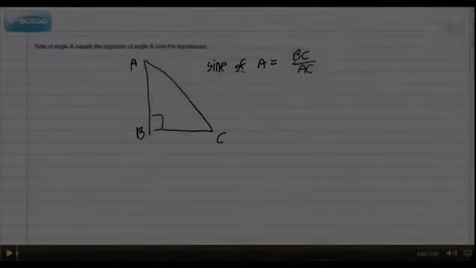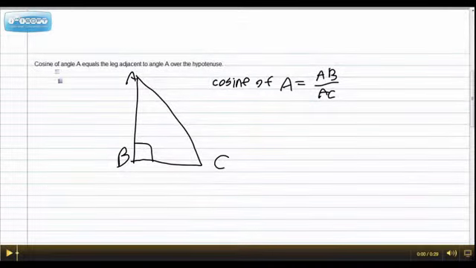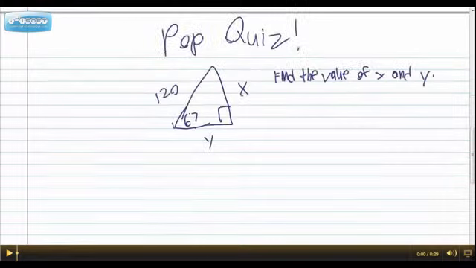The sine of angle A equals the leg opposite angle A over the hypotenuse. This means that in triangle ABC, the sine of A equals BC over AC. Cosine of angle A equals the leg adjacent to angle A over the hypotenuse. This means that in triangle ABC, the cosine of A equals AB over AC.